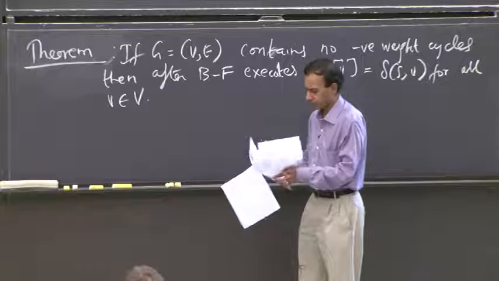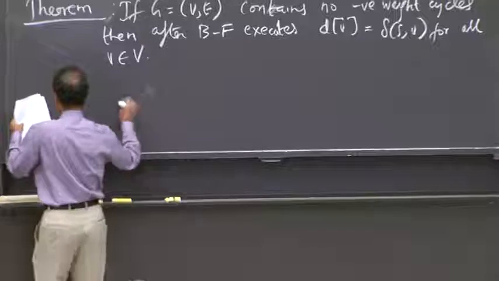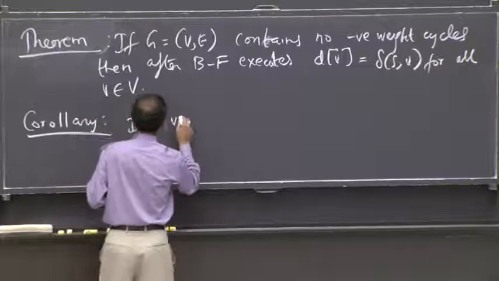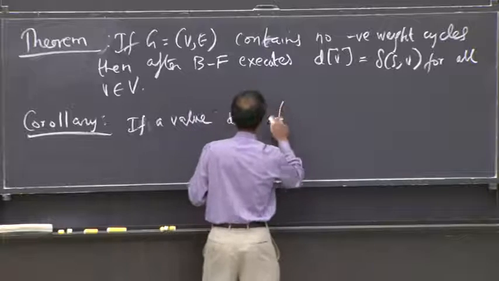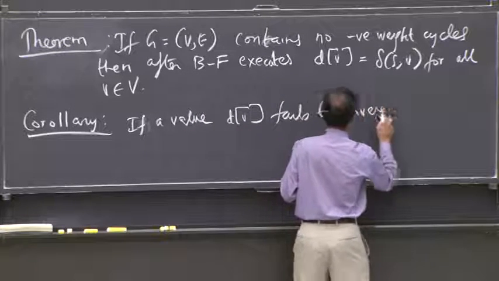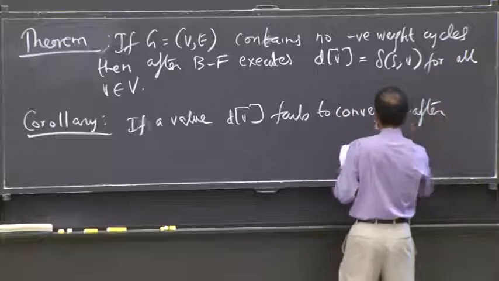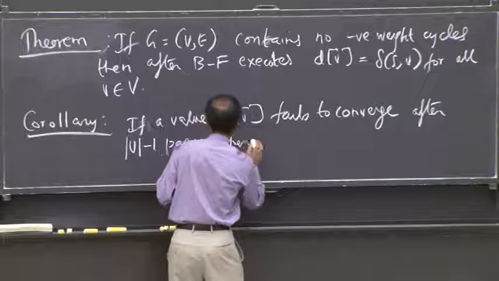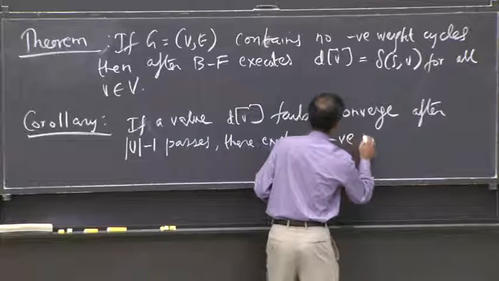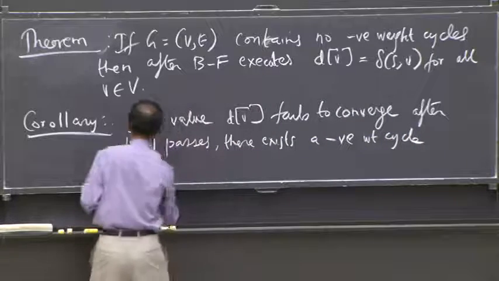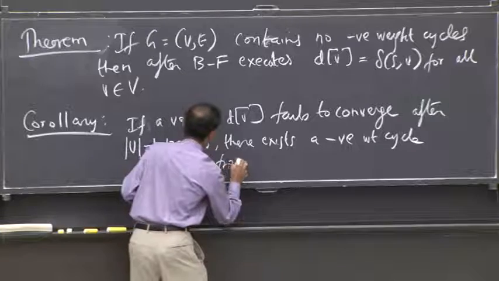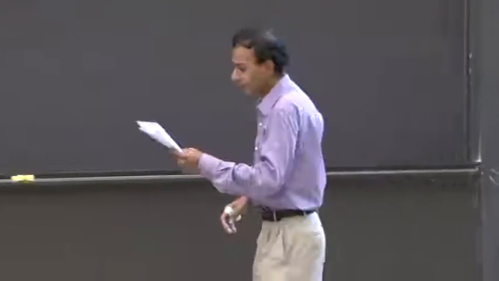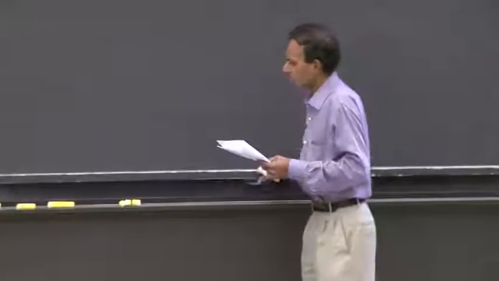And the second piece of it is this corollary that we want to prove. And that has to do with the check. And this says if a value d[v] fails to converge after V minus 1 passes, there exists a negative weight cycle reachable from S. Right? So those are the two things that we need to show. I'll probably take a few minutes to do each of these. The theorem is a little more involved.